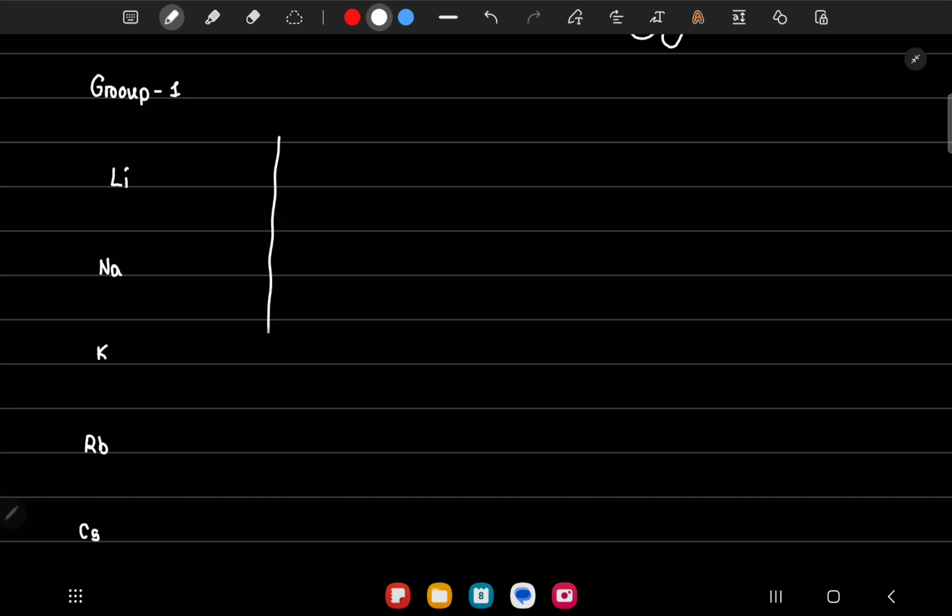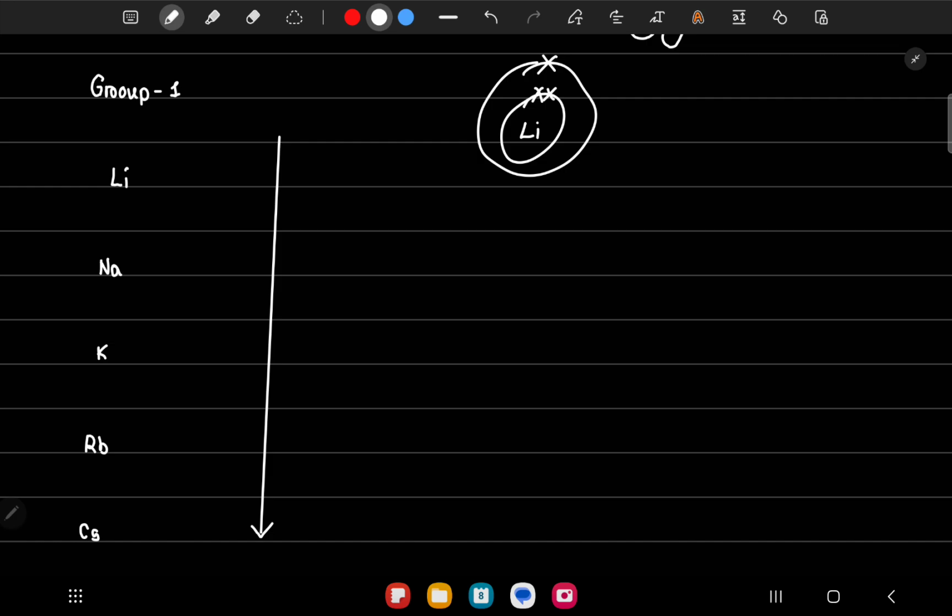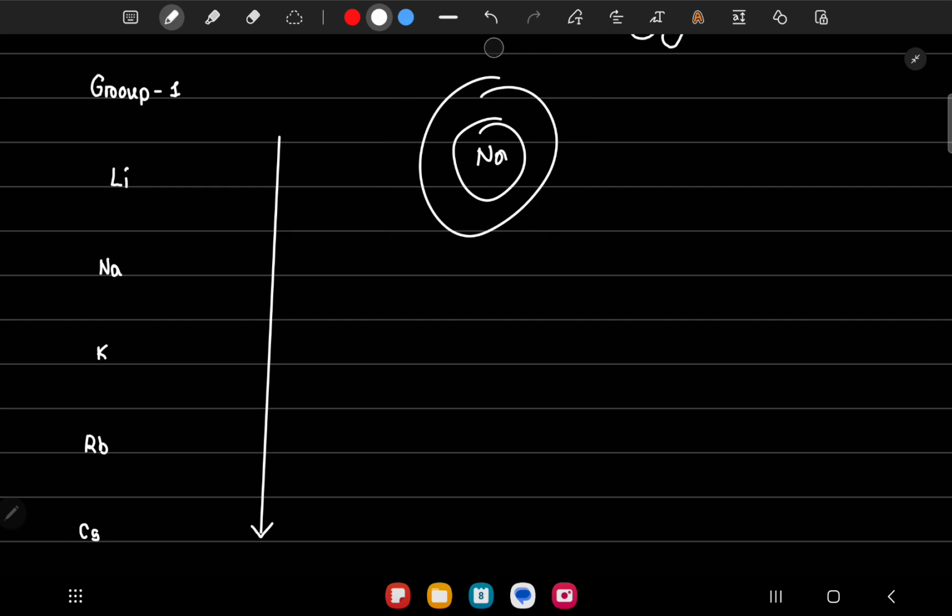So as we go down this group, the size of the atoms increase. So lithium has 2 shells. So this is the first shell of lithium and this is the second shell. For sodium, it has 3 shells or 3 quantum shells. Potassium has 4, rubidium has 5 and cesium has 6.